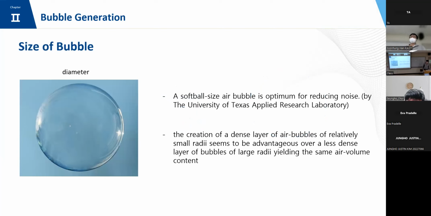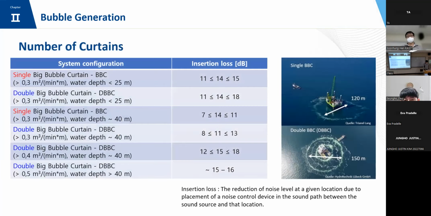The size of the bubble: there is a proper size of bubble that is proper to prevent the sound wave propagation. A suitable size of air bubble is optimal for reducing noise. And also the number of curtains is quite an important factor.